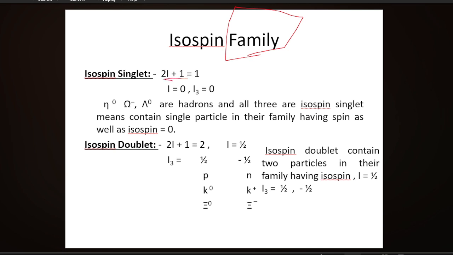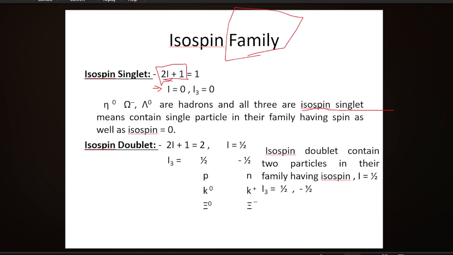2I plus 1. Here this is the formula: 2I plus 1 equals the number of particles. In a singlet we have number of particles 1. So I gives the value of I and the I3 component is 0. So these are hadrons and all three are isospin singlets. Which are those? These are eta mesons, omega, and lambda. These contain a single particle in their family and have isospin 0.